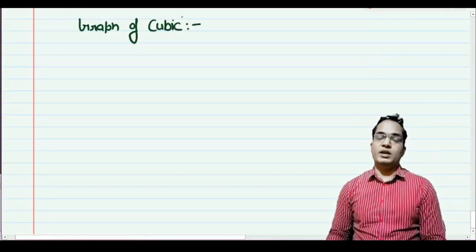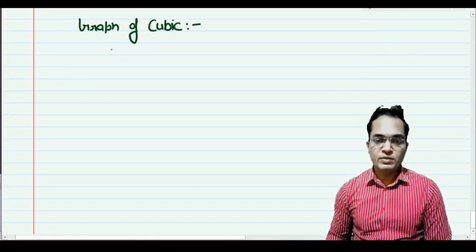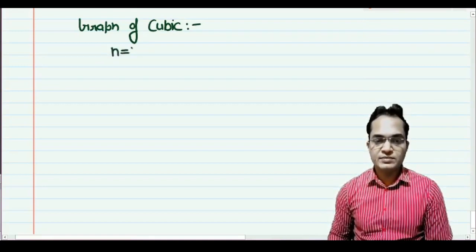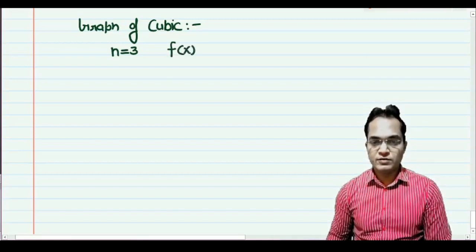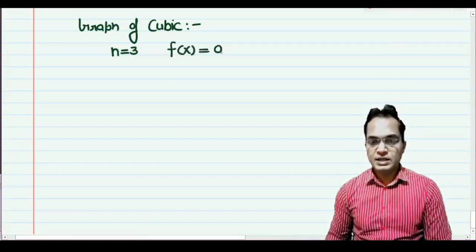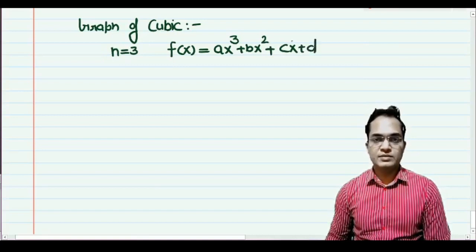In a polynomial, if the degree is 3, then the polynomial is called a cubic polynomial. An example, or you can say the general form, is ax cube plus bx square plus cx plus d. Got it? Let's see some examples.